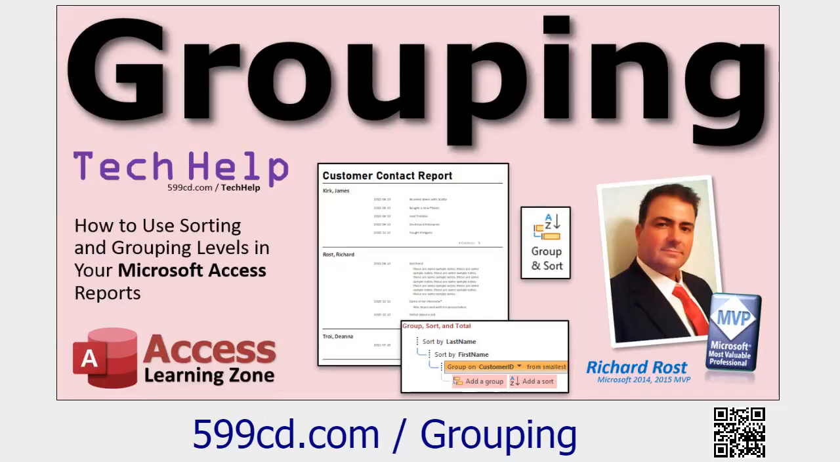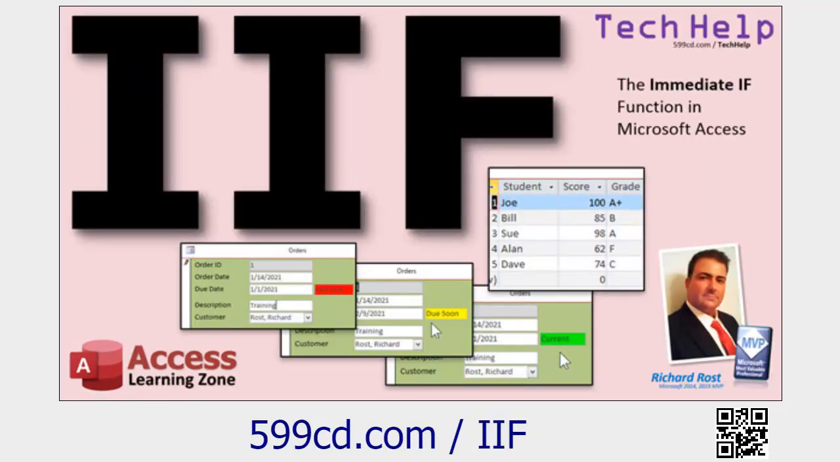And like I said, we're going to use grouping levels to create the credits and debits sections, so go watch this video too. These are both free videos. They're on my website. They're on my YouTube channel. Go watch them, and then come on back. Oh, one more, and if you don't know how to use the if function, the immediate if function, go watch this too. This one's going to be important.